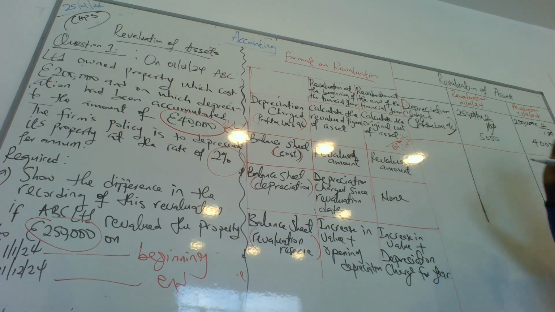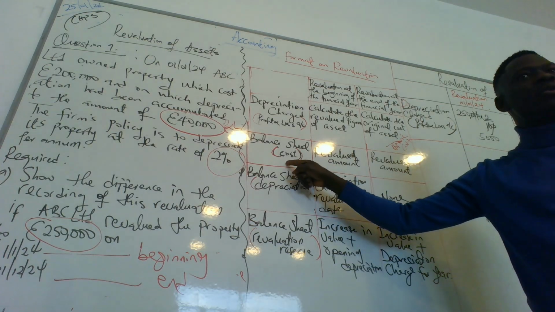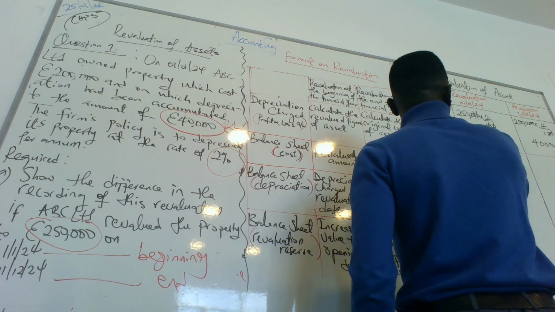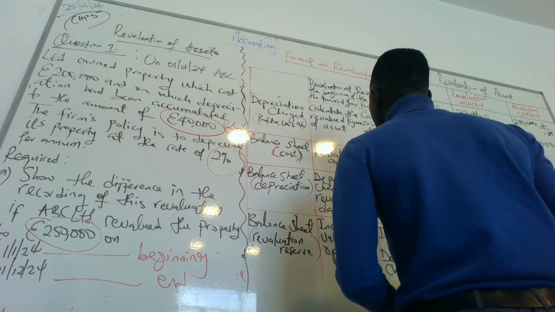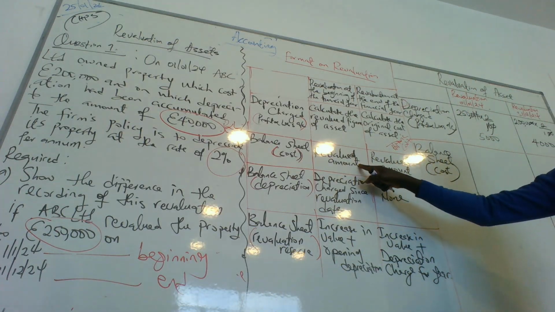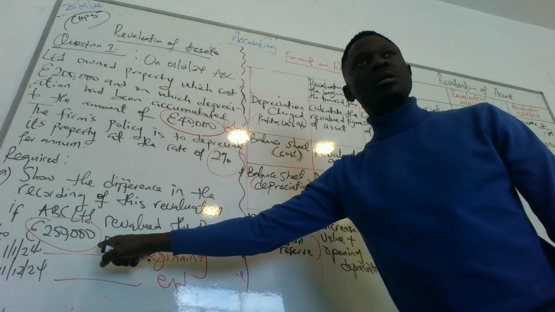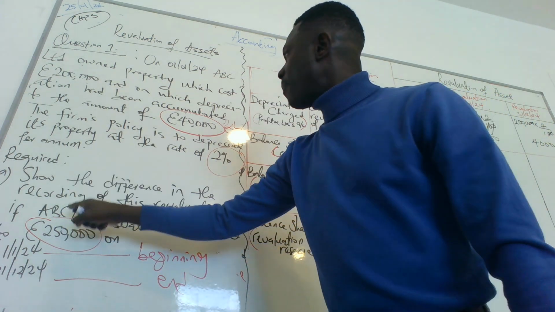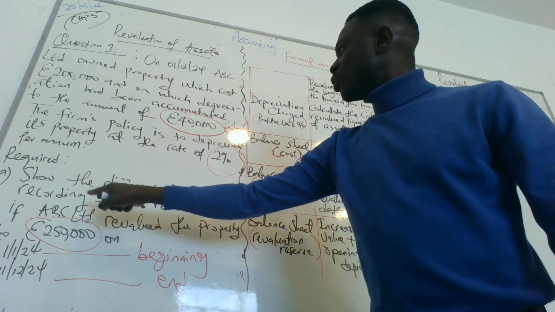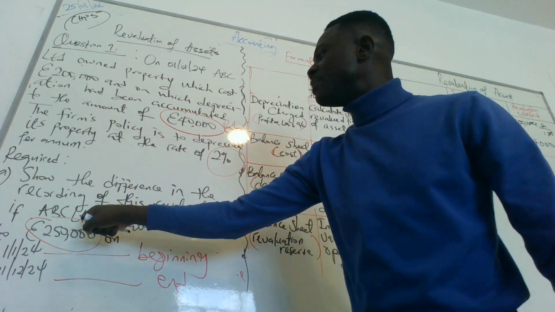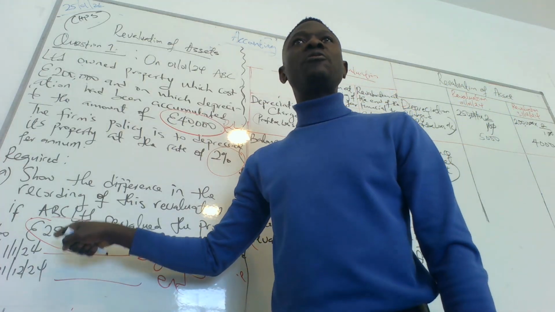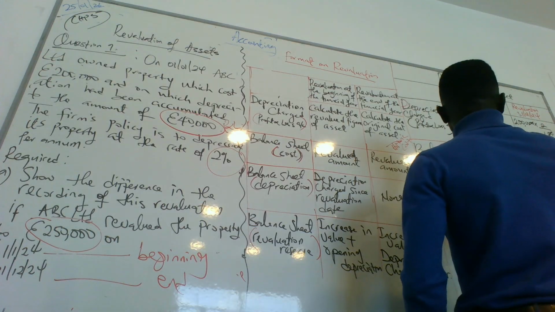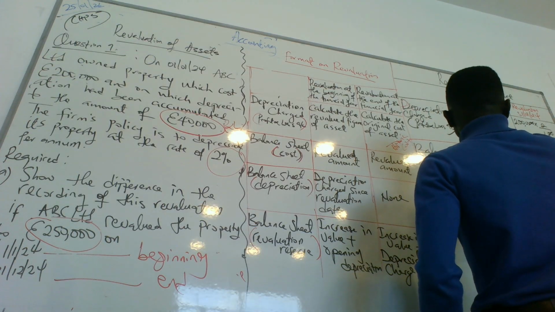Now that we are done with the depreciation charge, we go to the balance sheet, which is the cost. For the balance sheet, you write the revalued amount. The revalued amount is how much? 250,000. The worth of our asset right now, show the difference in the recording of this revaluation. If ABC Limited has valued the property to be 250,000, the worth of our asset, both present and past, is 250,000 euros.